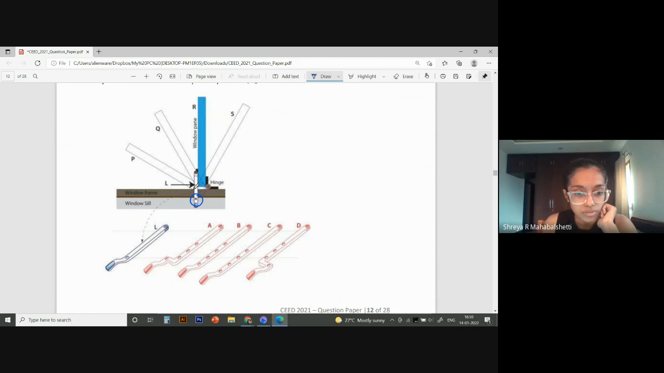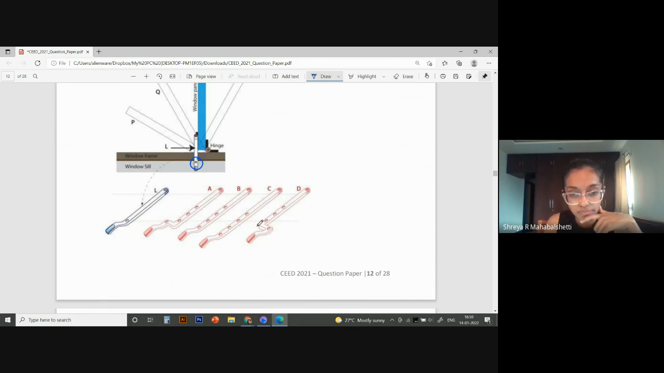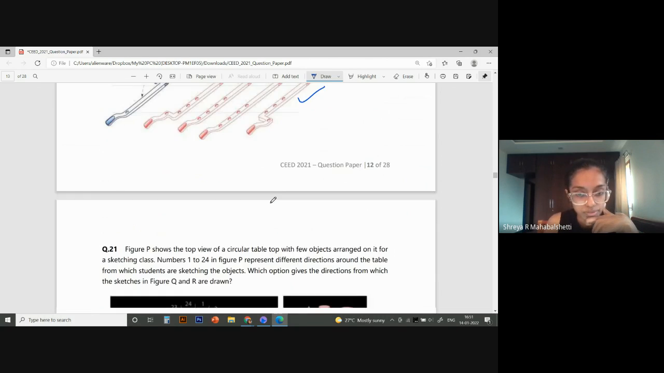Now imagine P, Q, and R is easy to make, but the hinge stops here, which means if the window has to open on the side, it has to go out. Okay. And the only option that is available here is D. And hence that will be the answer.